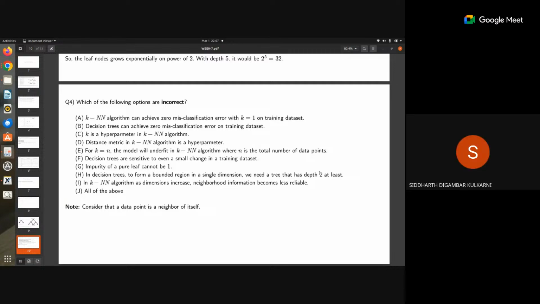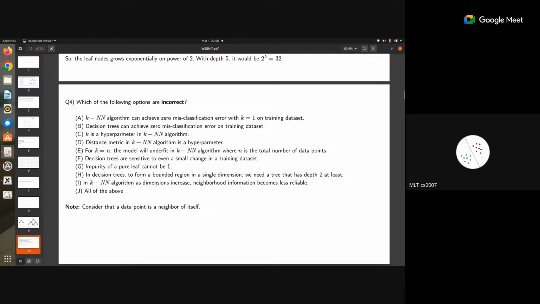Option I: as dimension increases, the neighborhood information becomes less reliable for the algorithm. What do you mean? Which dimensions is it talking about? Dataset dimensions? I'm not sure, sir. I think I thought about K then.